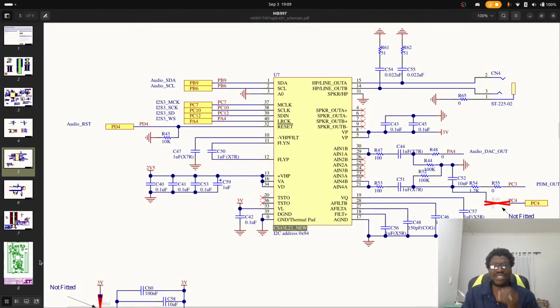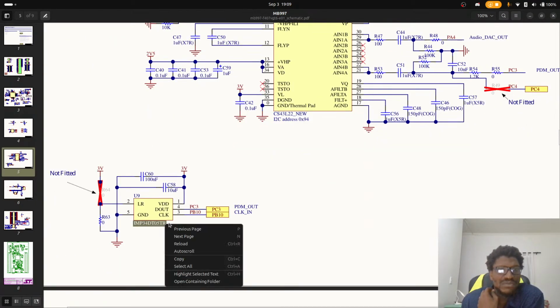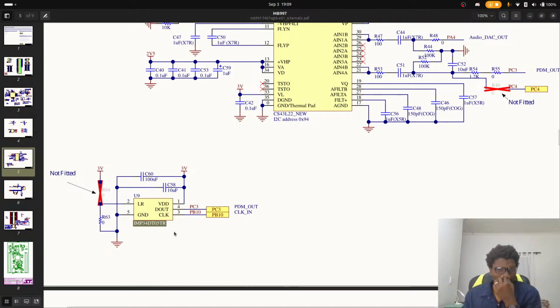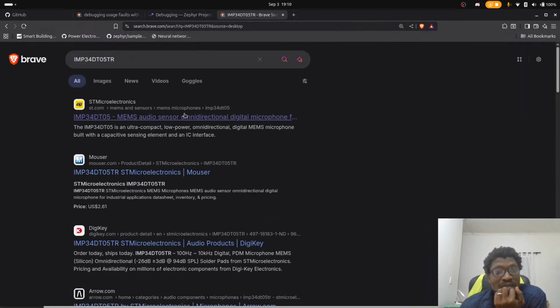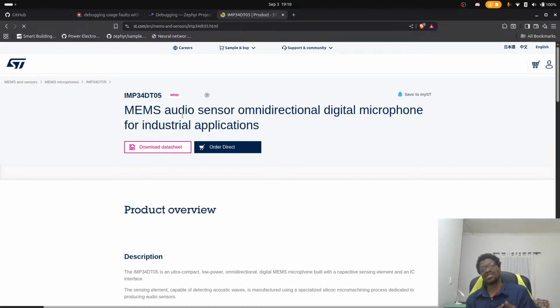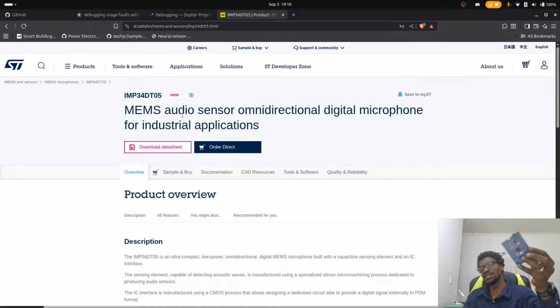So basically what I'm trying to show is that this board has an audio codec, and I believe this should be a microphone. I believe this is an ST MEMS microphone. Yeah, MEMS audio sensor, omnidirectional. This is the same as the other board that we're using, which has the other MEMS microphone. So this board does have an audio codec on it, and it also has a microphone on it. Those are the two things I'm saying.